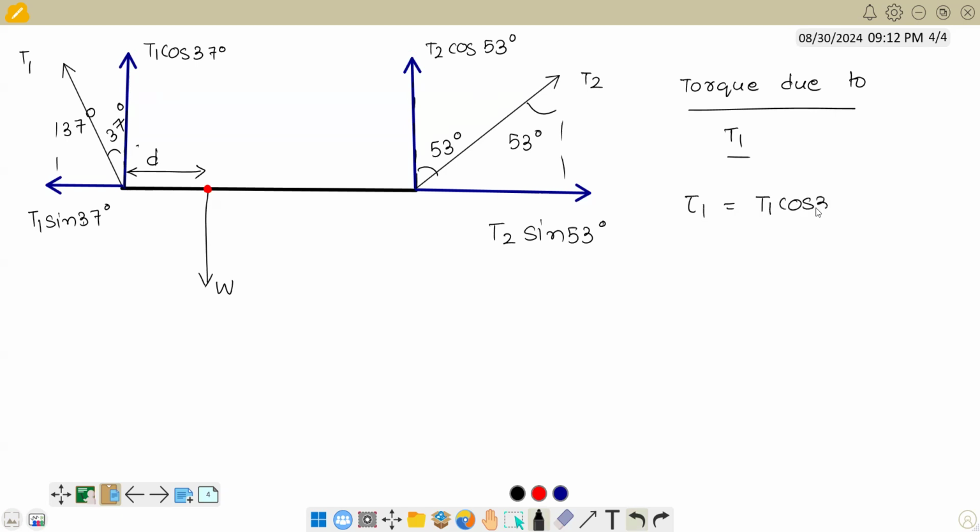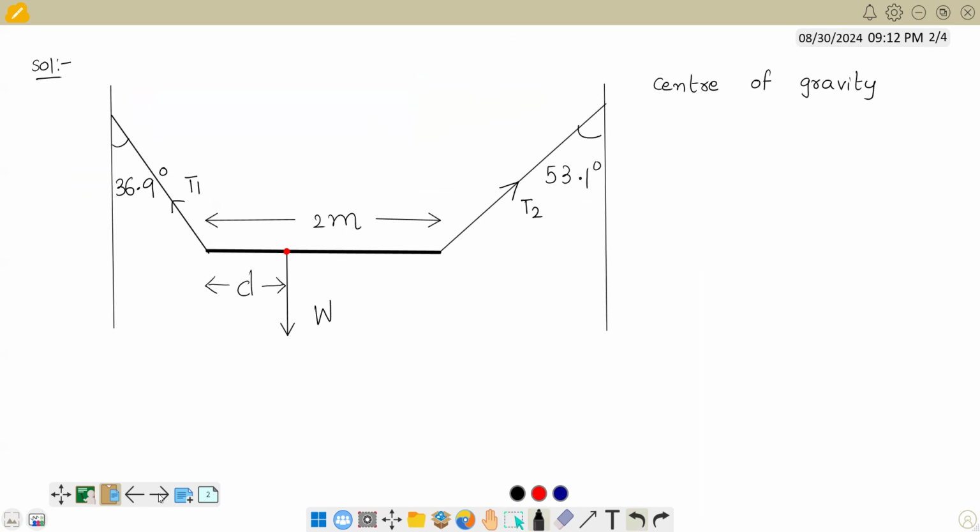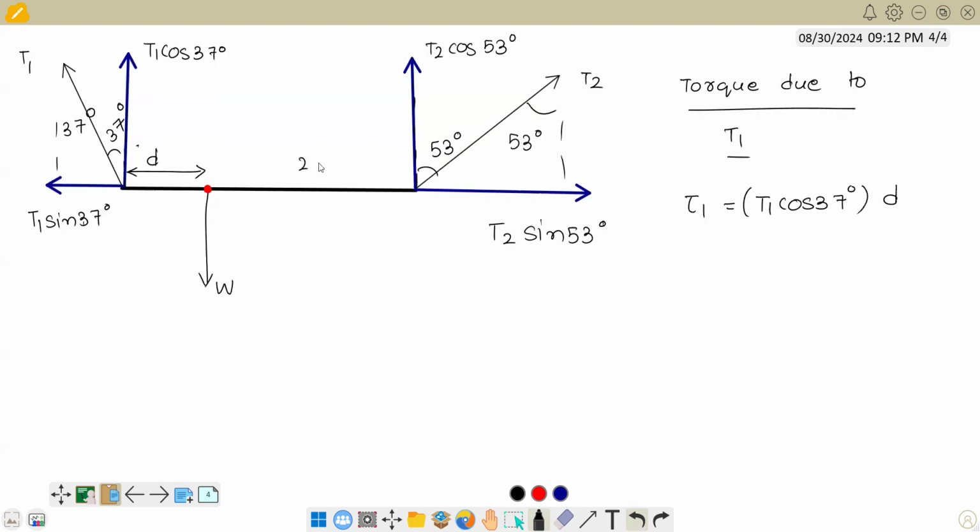force into perpendicular distance. So the perpendicular distance is simply D. The total length in the question is given as 2 meters. If this is 2 meters, this one would become 2 minus D. And let us say whether this is clockwise or anti-clockwise. Suppose this is the point about which we are finding the torque, and this is the rod. If a force is applied in this way, we can clearly see that our rod rotates in clockwise direction. So due to this, we can say clockwise.